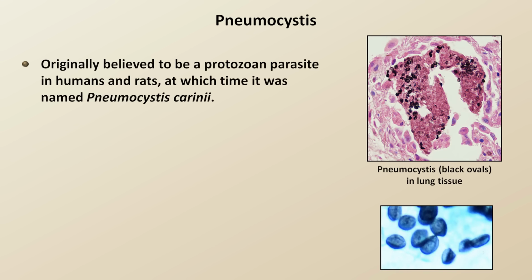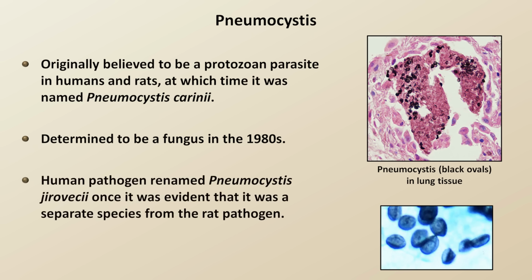The last of the pathologic fungi to discuss is Pneumocystis. The taxonomy of Pneumocystis is a source of continued confusion among doctors. It was originally believed to be a protozoan parasite in humans and rats, at which time it was named Pneumocystis carinii. It was determined to actually be a fungus in the 1980s, and the human pathogen was later renamed Pneumocystis jirovecii once it was evident that it was a separate species from the rat pathogen. For historical reasons related to nomenclature battles, jirovecii is frequently, yet probably technically incorrectly, spelled with just one I at the very end. However, people still refer to this as Pneumocystis carinii not infrequently.